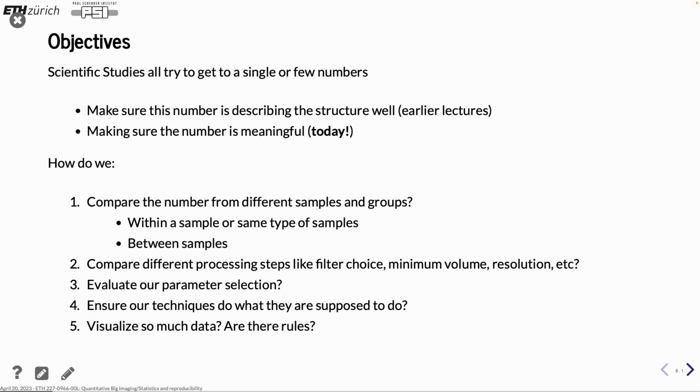So today we try to make numbers. We want to actually describe things in our studies, and that is what we have done already in our lectures. But now, in this lecture, we are talking about how we can make this information meaningful. And how do we compare results from different samples or groups of samples, and also within each sample type or group, and between the groups, to see if there are differences.